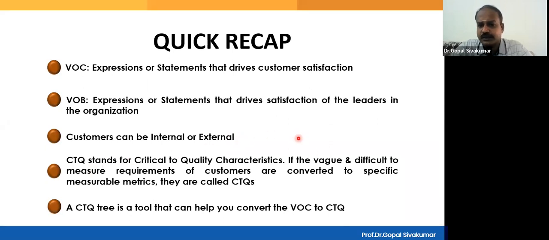CTQ stands for critical to quality characteristics. If the vague and difficult to measure requirements of customers are converted to specific measurable metrics, they are called CTQs, critical to quality characteristics. A CTQ tree is a tool that can help you convert the vague voice of the customer into measurable metrics called CTQs, critical to quality characteristics.